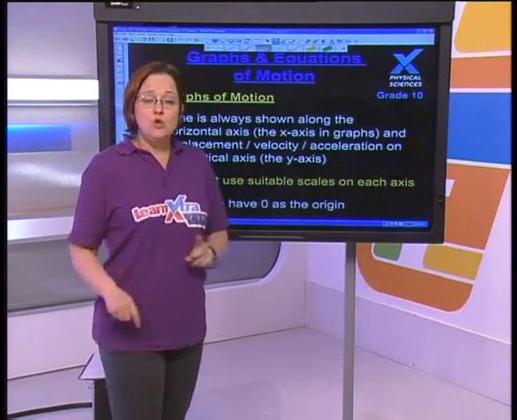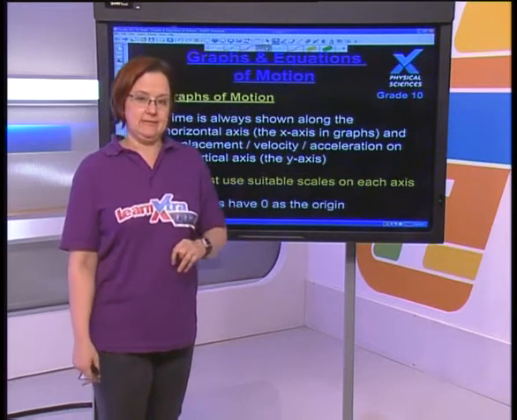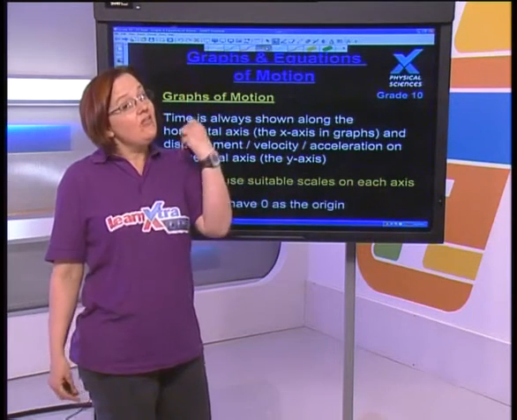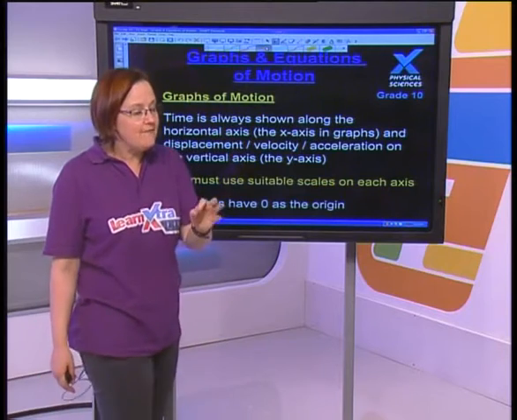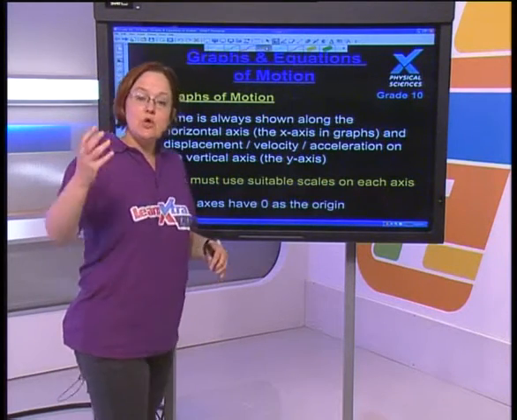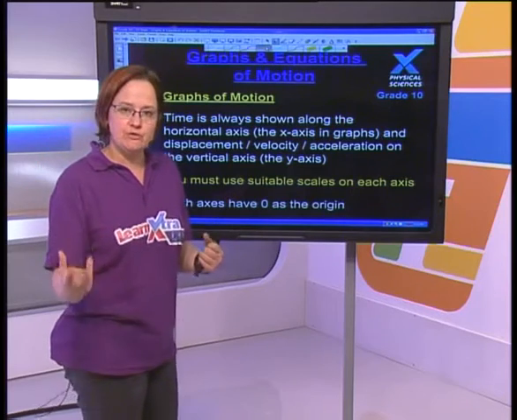Number 2, you must use a suitable axis. Now, that depends, a suitable scale. You need to think very carefully about what the question is giving you. Sometimes you are required to draw an accurate graph.